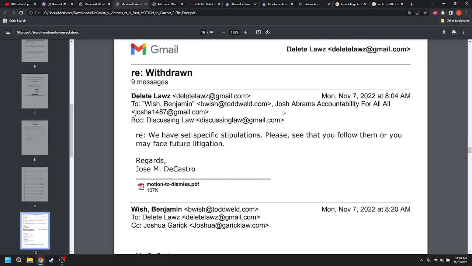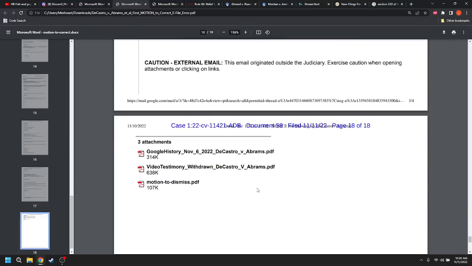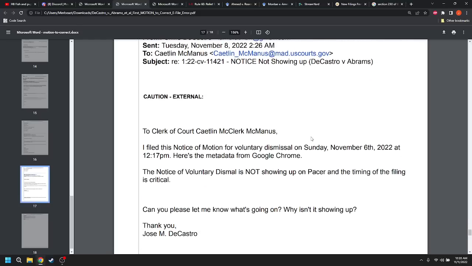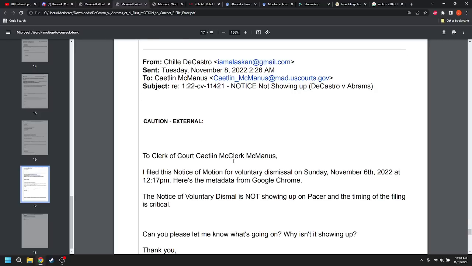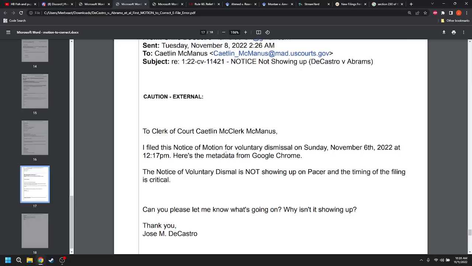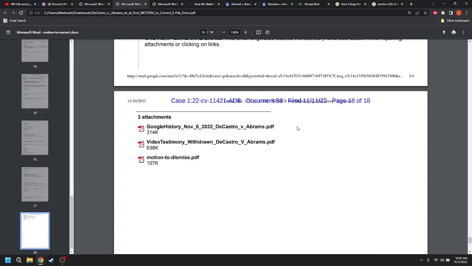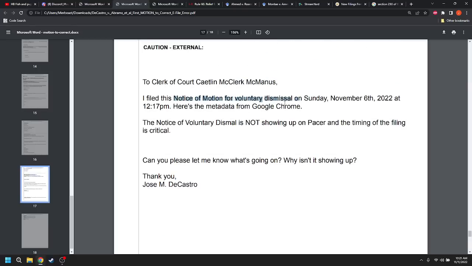Okay. These are all going to be emails, so we're going to go down to the bottom and work our way up to the top. 3 attachments: Google history, video testimony withdrawn, motion to dismiss. So this is to the clerk of the court, Caitlin McClurk McManus. Somehow I doubt her middle name is McClurk. I filed this notice of motion for voluntary dismissal. What is a notice of motion for voluntary dismissal? He filed a motion to dismiss. Okay, so he filed a motion to dismiss on Sunday. So not only did he file, wait, oh, he's calling his notice of voluntary dismissal a motion.